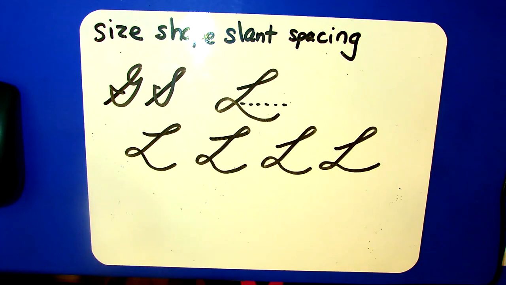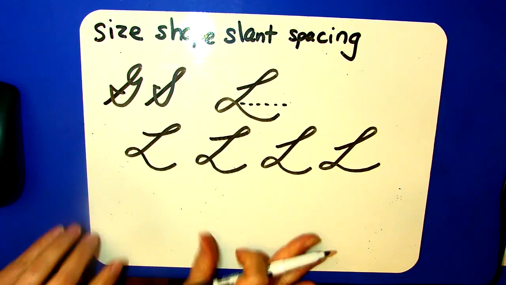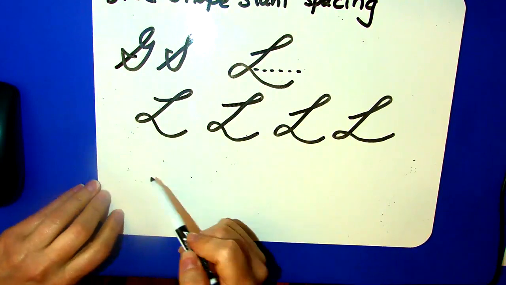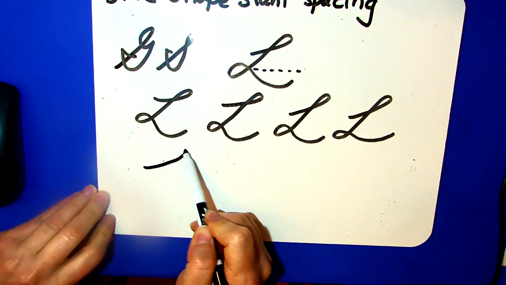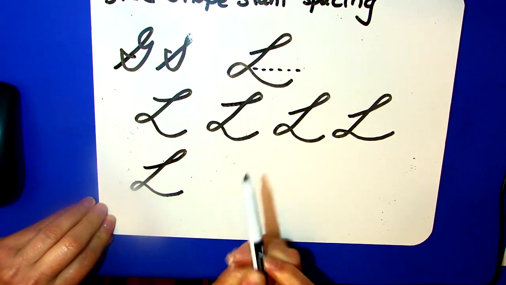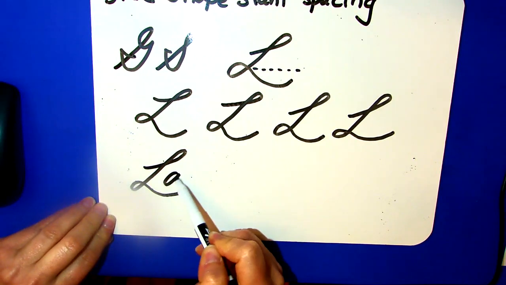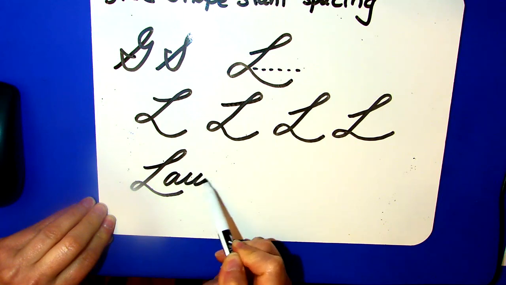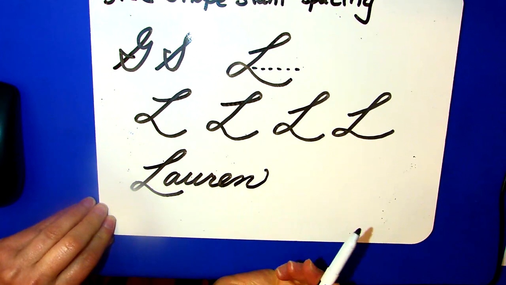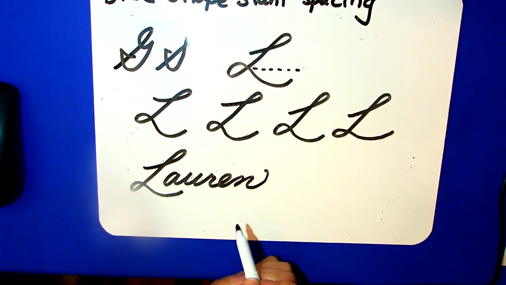That's your uppercase L, and my first name starts with that letter, so I'll show you what it looks like when you write it in a word. Undercurve loop, little loop, dip under. There's your L, and here's my first name written with an uppercase L, Lauren. That is your uppercase L.